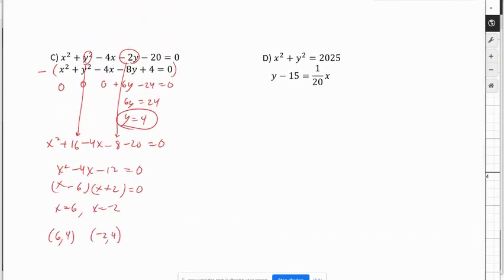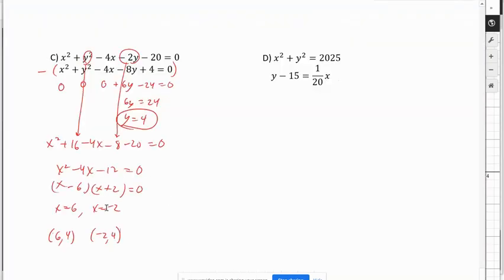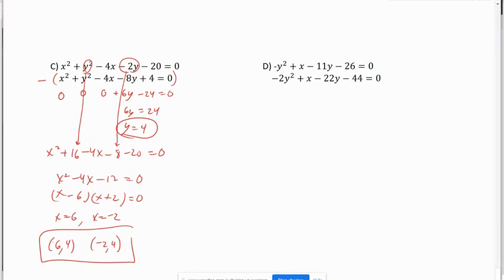And so again, we'll graph that in Desmos and confirm those two solutions. So we have both circles graphed in Desmos, and we do see there are two intersection points, and this one is at (6, 4), and this one is at (negative 2, 4), confirming the two solutions that we got here. So next I'd like you to try example D. So go ahead and pause your video, try example D, and don't forget to graph your solutions in Desmos, and then press play when you're ready to confirm your solution.